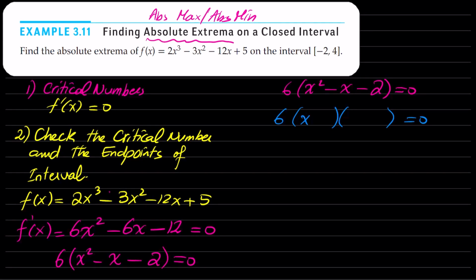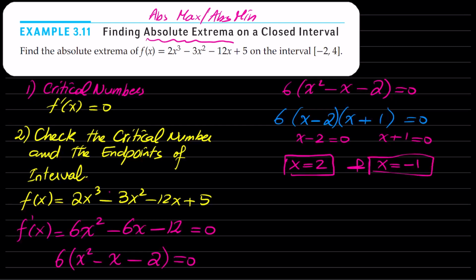So it is x, and the factors of 2 are 2 and 1. We put the minus on the biggest one, so the middle term is minus, and the other is positive. Now we have 3 factors here, but the first factor has no x, so no need to talk about it. We just take x minus 2 equal to 0 and x plus 1 equal to 0. So x equals 2 and x equals negative 1. Those two are called critical numbers. We found the critical numbers here.